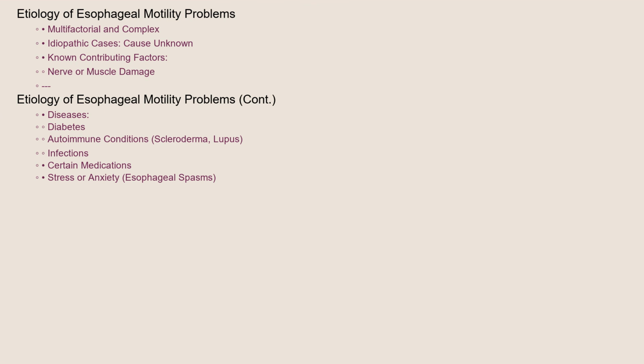So what exactly causes these motility problems? The etiology is often complex and multifactorial. In some cases, the cause is unknown, and we call these idiopathic. However, several factors are known to contribute. These include nerve or muscle damage within the esophagus, which can be caused by diseases like diabetes, autoimmune conditions such as scleroderma and lupus, and even infections. Certain medications can also impact esophageal motility. Additionally, esophageal spasms can sometimes be linked to stress or anxiety.